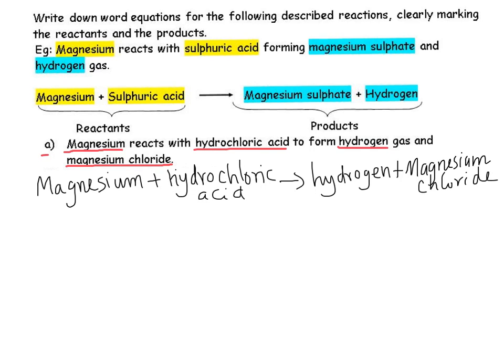I guess you must have tried question A now. Time to check this. Magnesium and hydrochloric acid are the reactants, so I have written them like this, separated by a plus. It doesn't matter which order you got this. You might have got hydrochloric acid here and magnesium over there. That's okay. Arrow, hydrogen is one of the products, and then magnesium chloride, the second product. I hope you got this right.